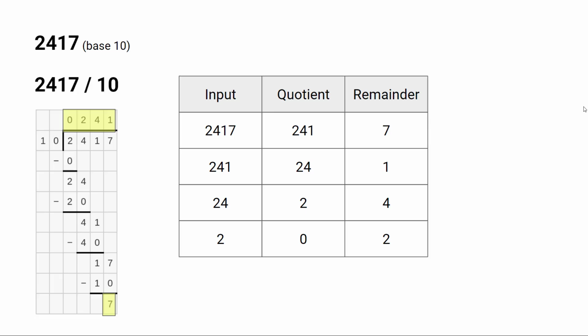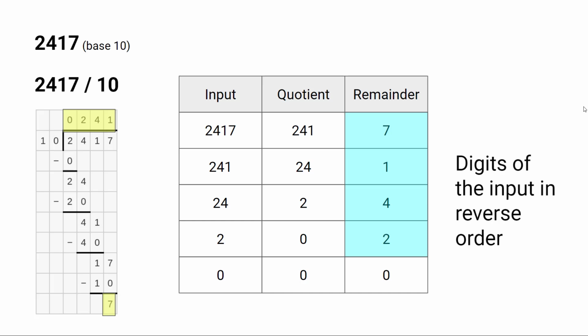If we were to repeat this process more, we would be getting a quotient and a remainder of 0 every time. So once we get a quotient of 0, the algorithm terminates. Now, if you look at the list of remainders we kept, these are the base 10 digits of the original number, 2,417, in reverse order. Repeated division by 10, in other words, produces a list of the digits.